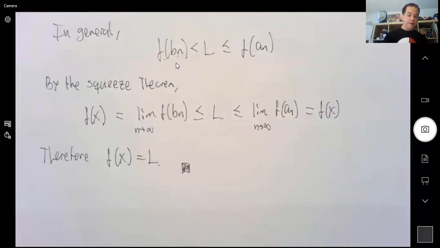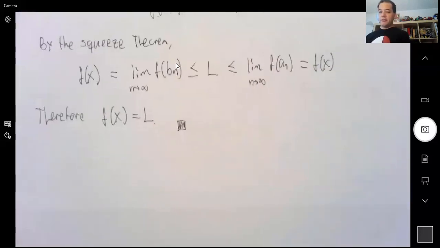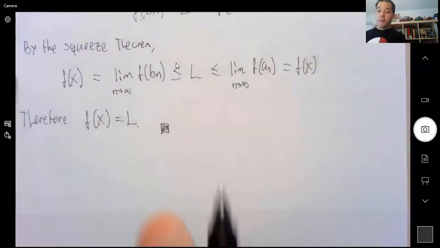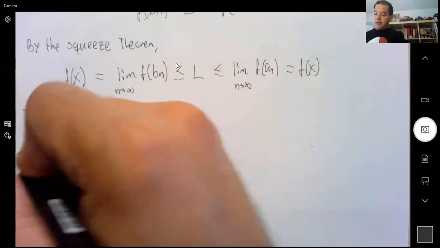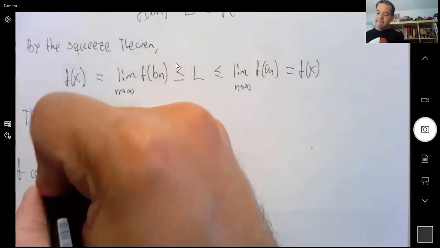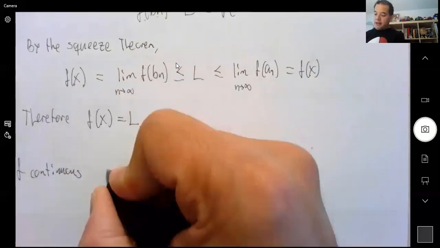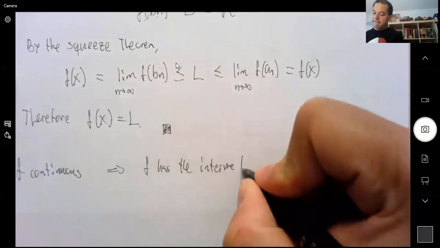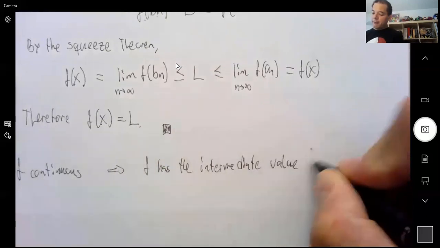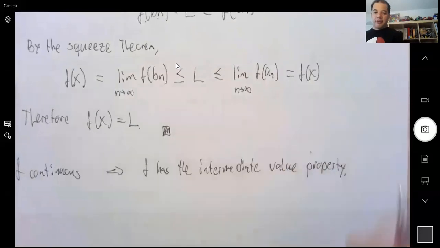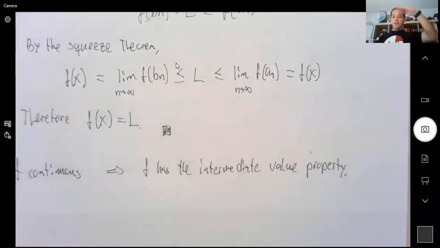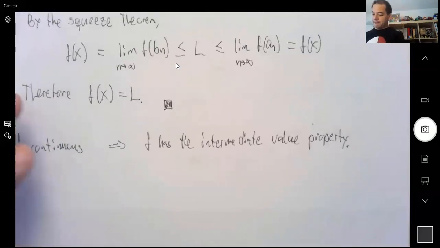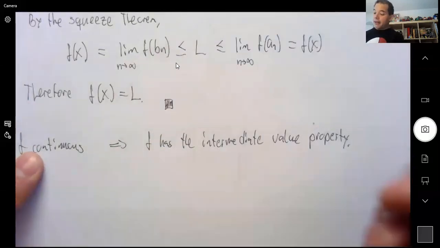Okay, now there is one last part that we see in this section, which is this. So right now we saw that if f is continuous, it implies that f has the intermediate value property. What is the intermediate value property? It means that if you achieve one point and another point, then you achieve everything in between, right? The statement of the intermediate value theorem.